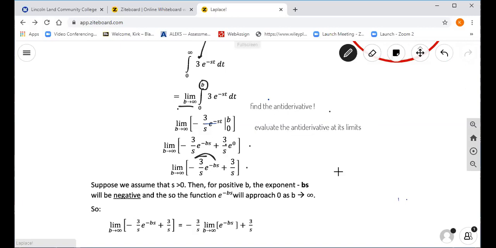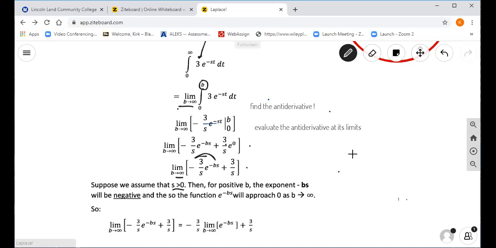Well, for the moment, let's assume that s is greater than 0. We haven't put any restrictions on s so far, but let's assume for now that s is positive. If s is positive and b is positive, well, after all, it's approaching positive infinity, then we can see that the exponent negative b times s will be negative. And so we'll have an exponential function e to the minus bs with a negative exponent.